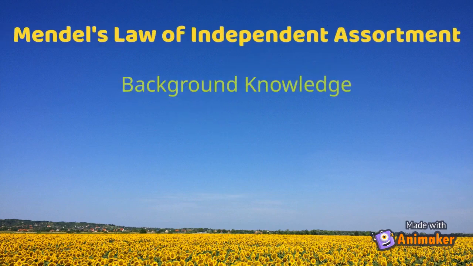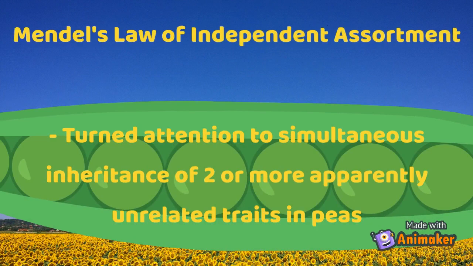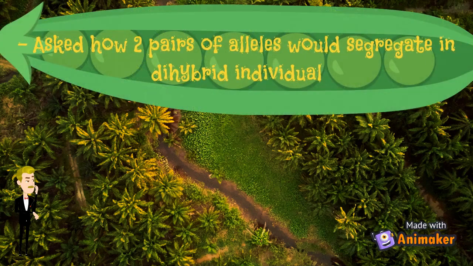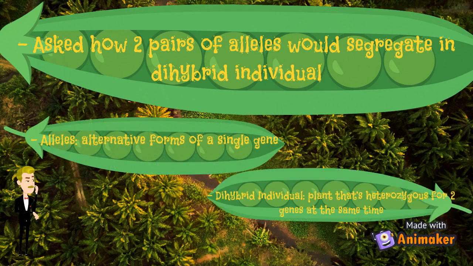Mendel turned his attention to simultaneous inheritance of two or more apparently unrelated traits in peas. Mendel was asked how two pairs of alleles would segregate in a dihybrid individual. Alleles are alternative forms of a single gene. A dihybrid individual is a plant that's heterozygous for two genes at the same time.